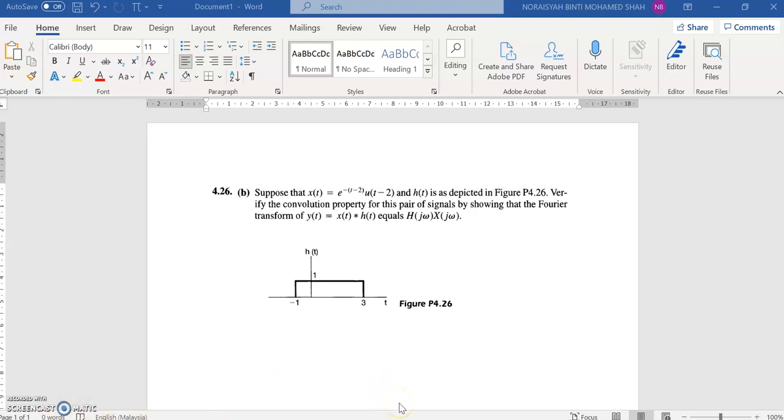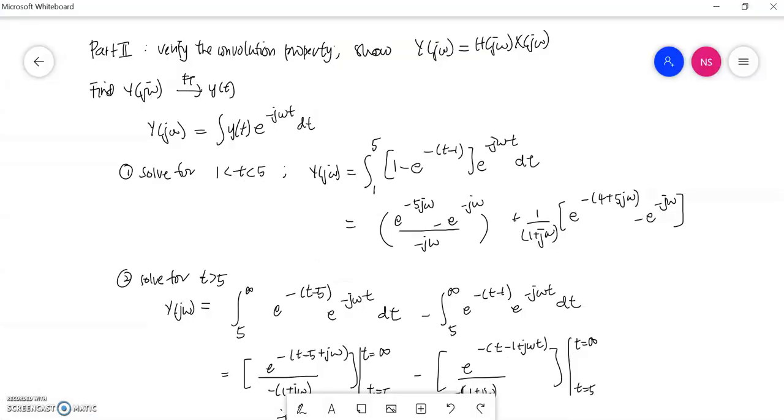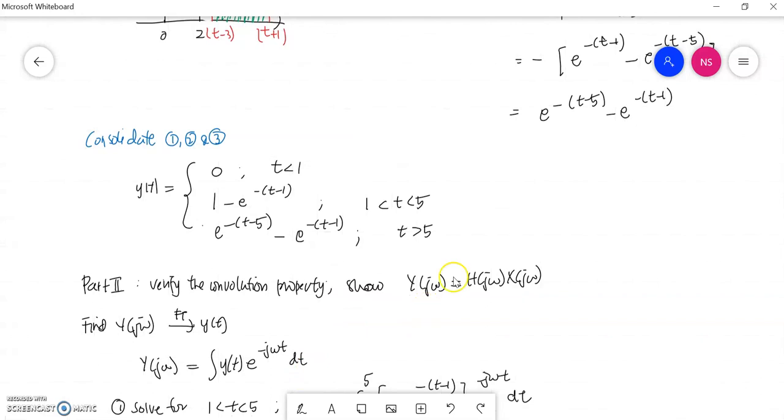Okay, hello everyone. We will continue in part 2 to answer the second part of the problem, which is to show that the Fourier transform of y(t), a convolution process between x(t) and h(t), equals the multiplication of the Fourier transform of h with the Fourier transform of x. So to answer this question, based on the answer that we've obtained above for our y(t), we now need to find the Fourier transform of y(t).